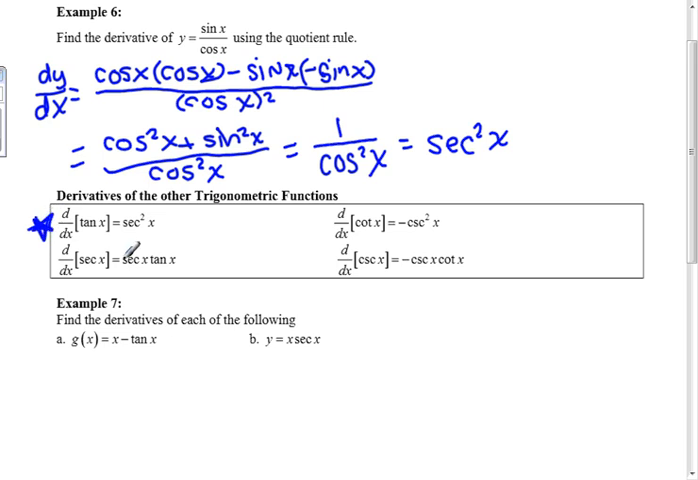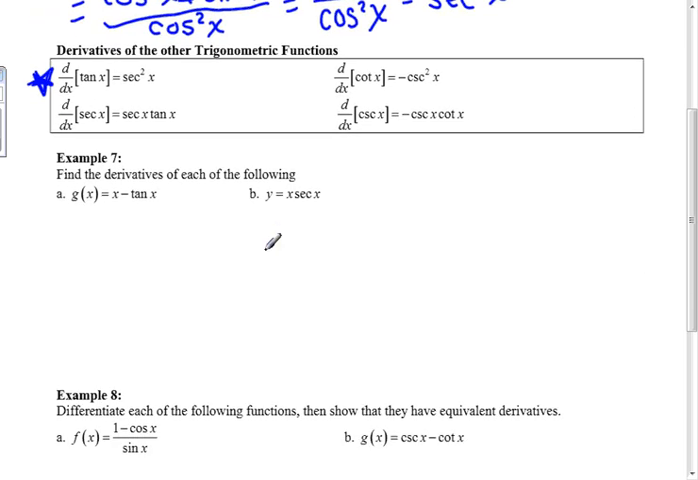Now we could derive all of these other ones by using the quotient rule. Remember, secant would be 1 over cosine, cotangent, 1 over tangent, or cosine over sine. So we could do that, but we don't have to. It's right here. You just have to remember it forever. Alright, find the derivatives of each of the following. Now that we know these, we're going to remember them forever. We can find the derivatives.